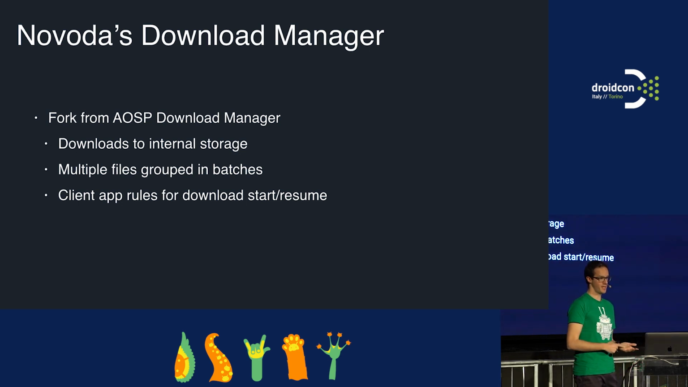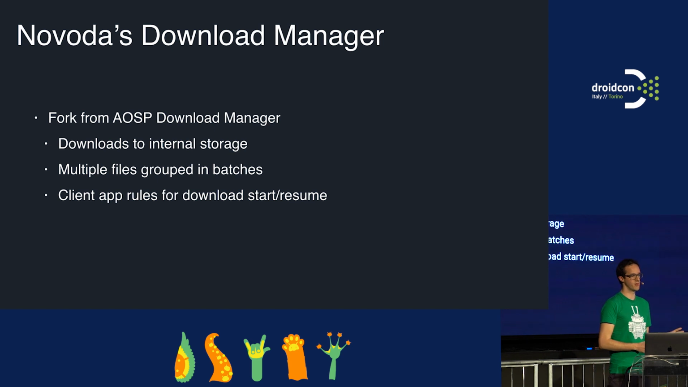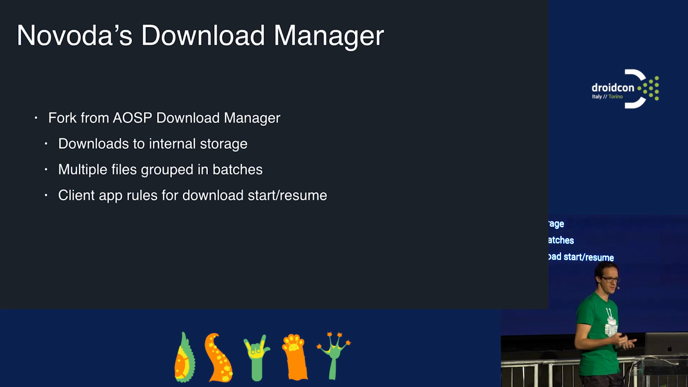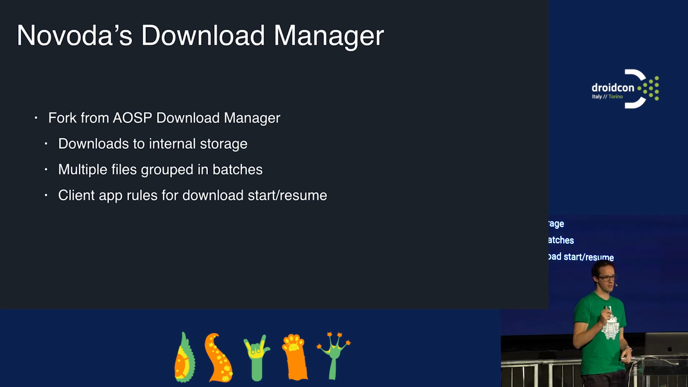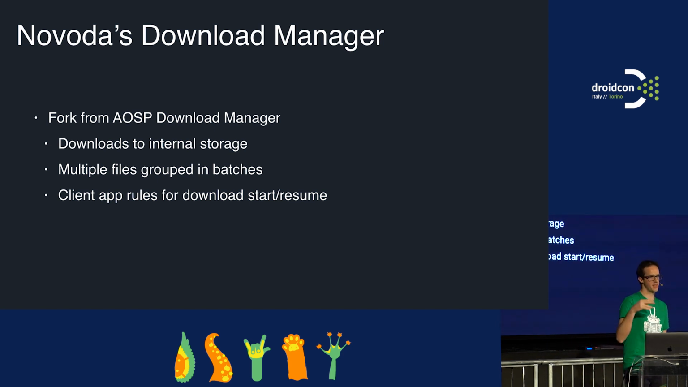First of all, back in the day, I don't know what the status is now with the OSP Download Manager, but back in the day, it allowed only downloading to the external storage of the phone. So something that we added is the possibility to download to internal storage. We also wanted to have the possibility to download multiple files, but in a transparent way for the user. So with OSP, every single file downloaded could be queued, but each one of them would have their own notification, their own progress, etc. So there were ways of having just one notification for the whole set of files, but it was very tricky.